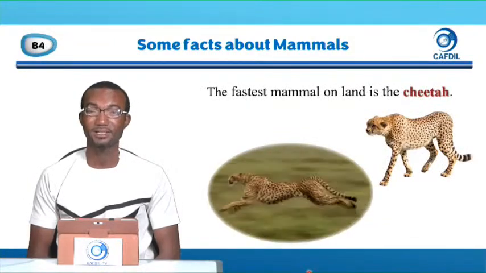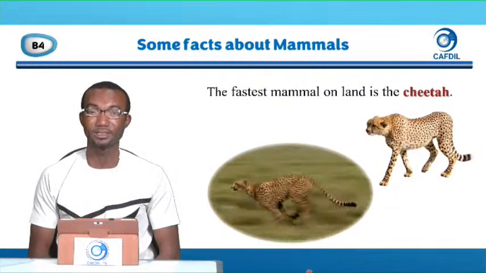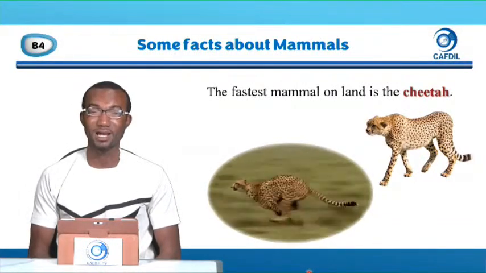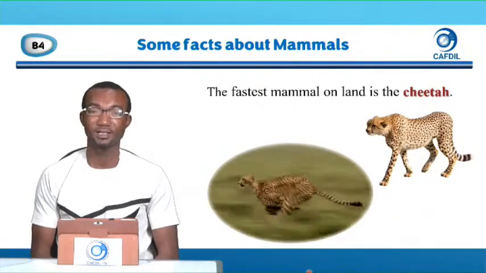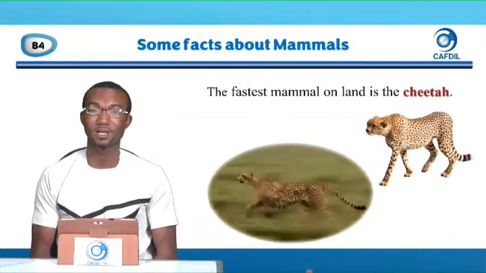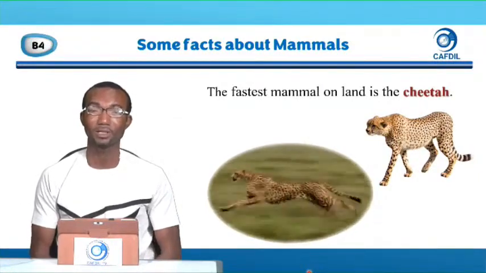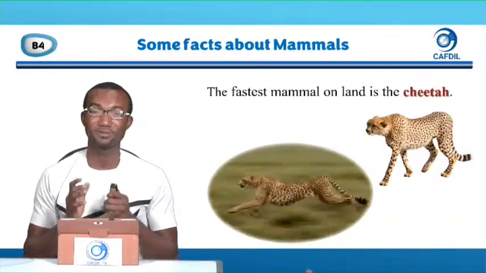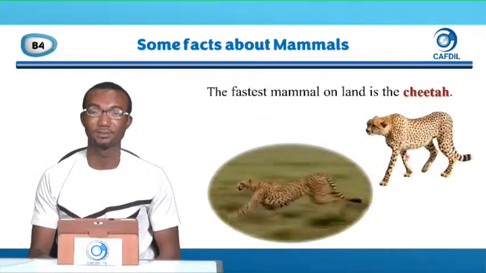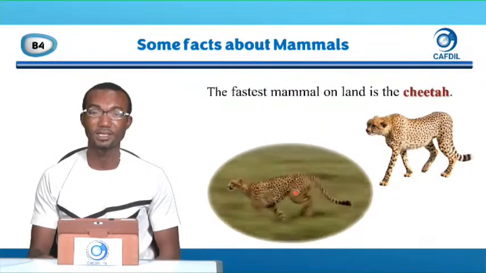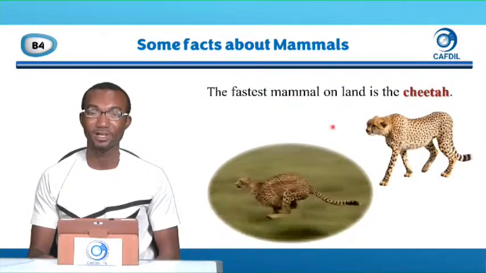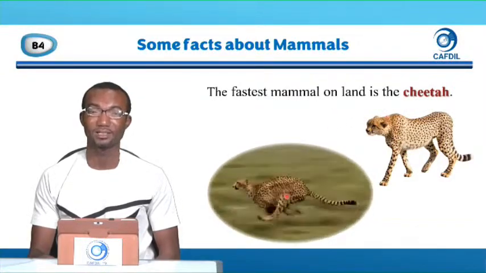And then the fastest mammal on land is the cheetah. When we are talking about mammals that can run very fast, human beings can run, dogs can run, cats can run, goats can run, sheep can run, lions run. But when we are talking about the fastest runner, the fastest mammal, we are talking about the cheetah. You see the cheetah here running. So the fastest animal on land is the cheetah.